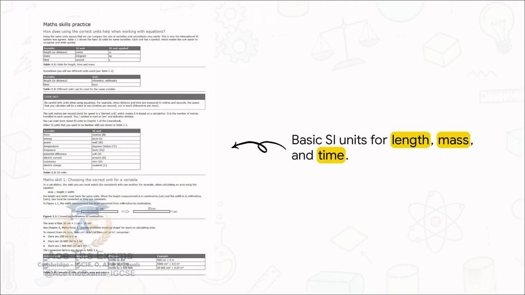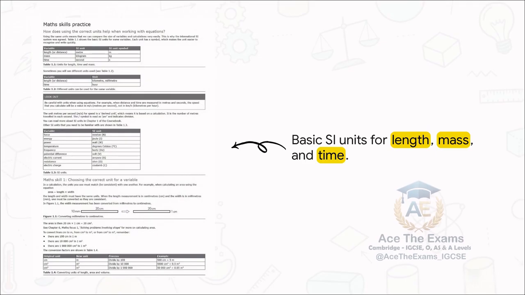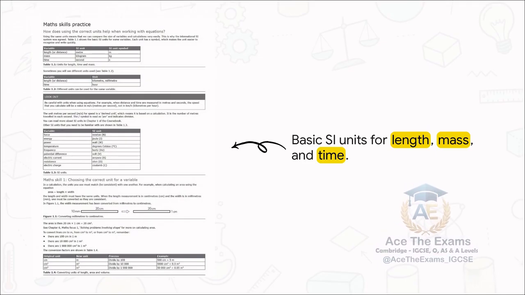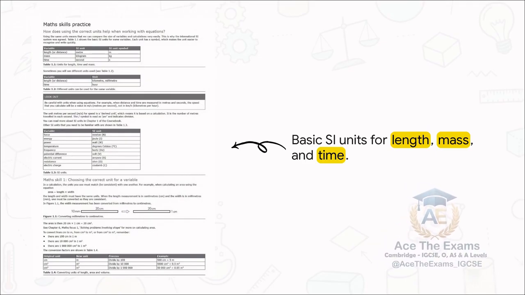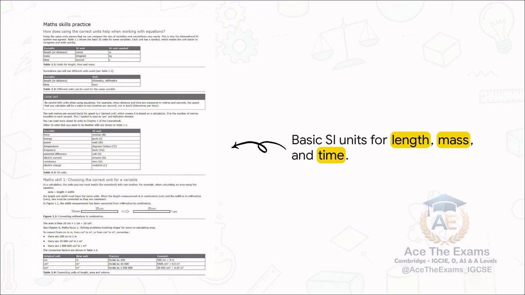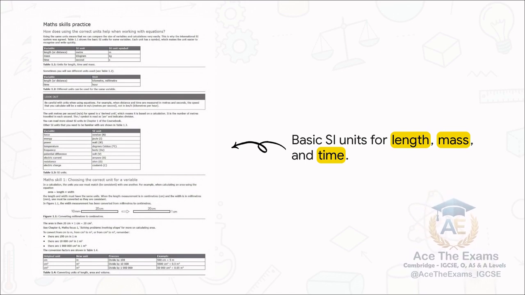Okay, it all starts with recognizing the basic international SI units. We're talking about meters for length, kilograms for mass, and seconds for time. Using these same base units means we can easily compare the size of our variables and keep our calculations solid across all kinds of equations. You've absolutely got to lock these symbols in your head.